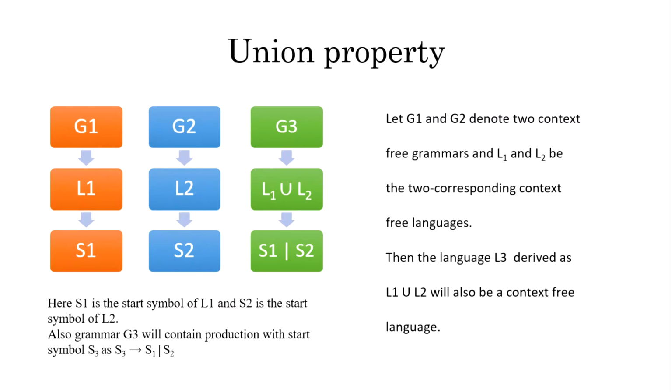So now we will talk about the union property. In this slide I have taken language L1 and language L2. The union property basically states that if language L1 is a context-free language and language L2 is a context-free language, then the language that will be obtained from the union of L1 and L2 will also be a context-free language. Now we will see through some examples how this happens.